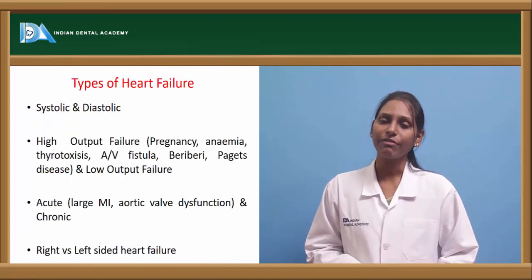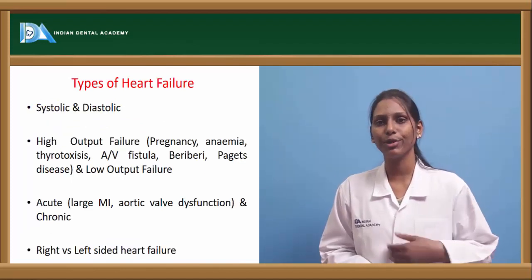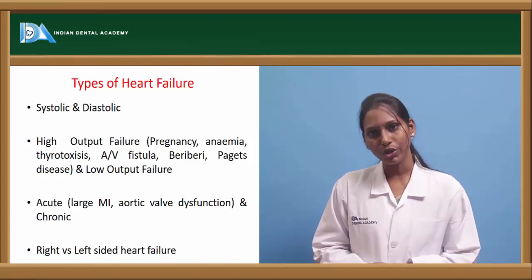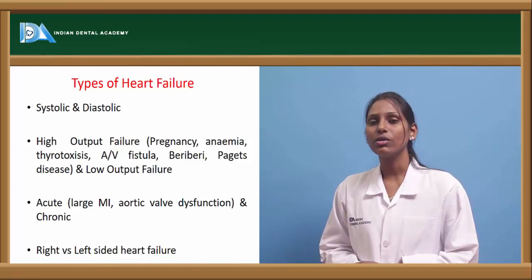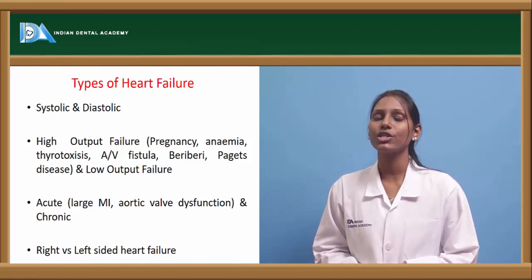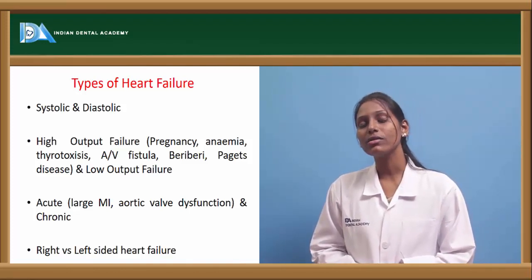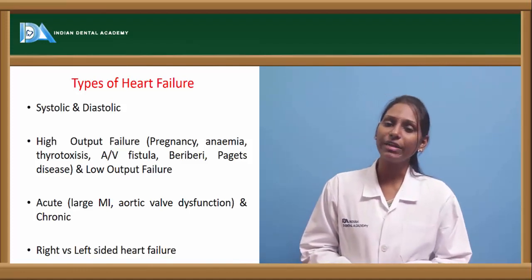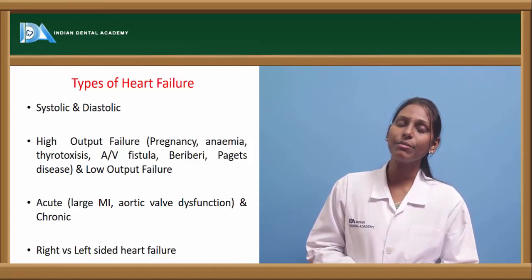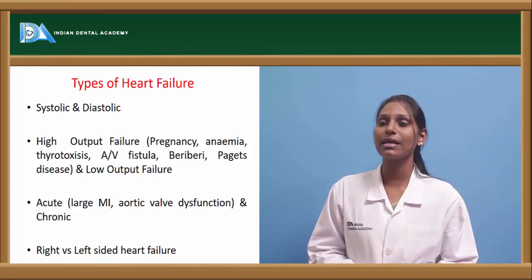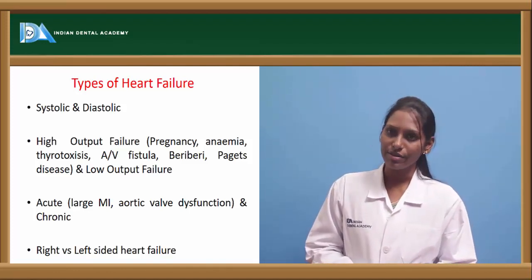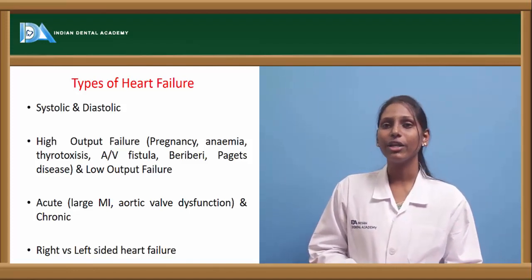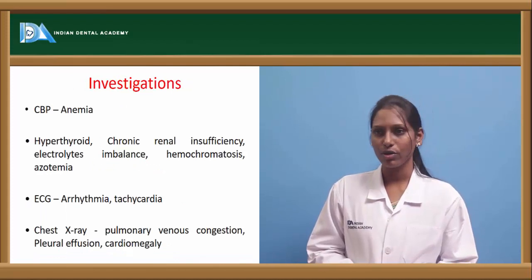Coming to types of heart failure. Heart failure can be of various types, which include systolic or diastolic, acute or chronic, and acute includes large MI, that is myocardial infarction, or aortic valve dysfunction. It can also be high output failure or low output failure. High output failure conditions include pregnancy, anemia, thyrotoxicosis, Paget's disease, beriberi, or AV fistulas. And right-sided heart failure and left-sided heart failure can also be seen.